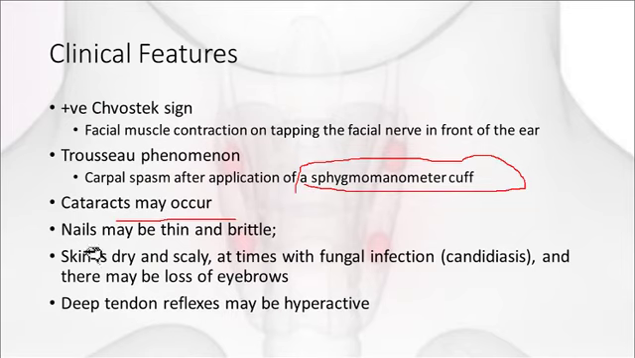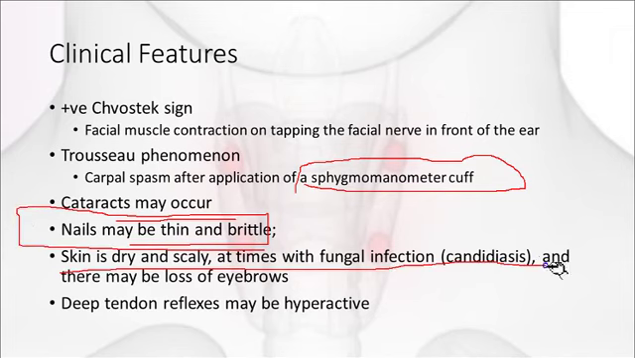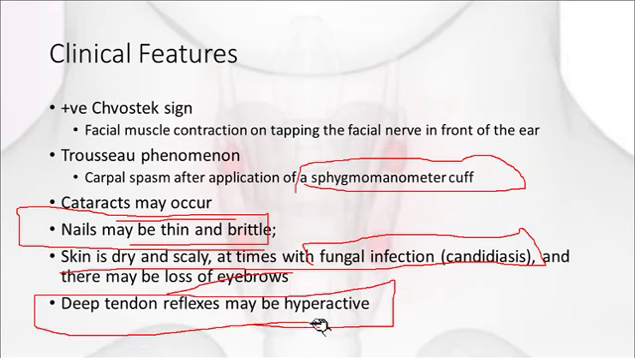Cataracts may also occur in these patients. Nails will generally be thin and very brittle. The skin will be dry and scaly at times, with fungal infections such as candidiasis as a superinfection, and there may be the loss of eyebrow. And then, of course, deep tendon reflexes will become hyperactive.